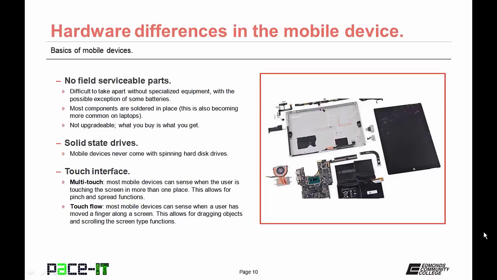Now, all mobile devices do come with some form of solid-state drive. That's because a spinning disk would not be suitable for a mobile device. They just couldn't take the shock.